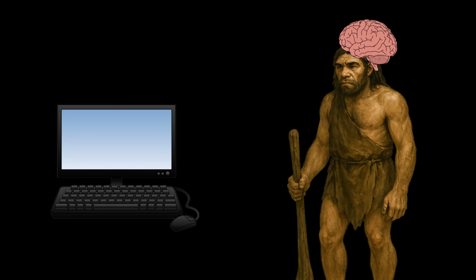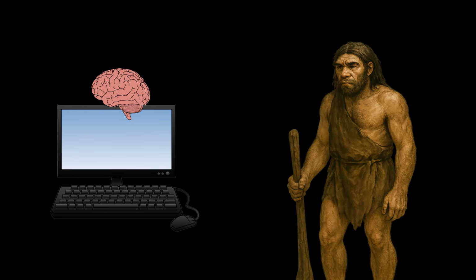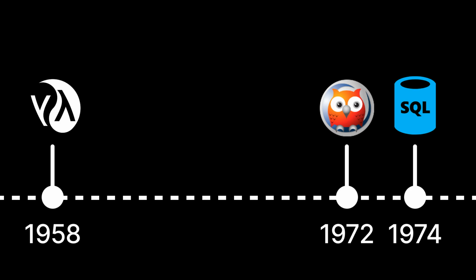Then around the 1960s, computers started becoming more powerful, and people realized that we could shift some of the cognitive load to the machines. Instead of telling the machine what to do, what if we could just tell it what we want and let the underlying system figure out the steps to get it done? Thus, the declarative paradigm was born.